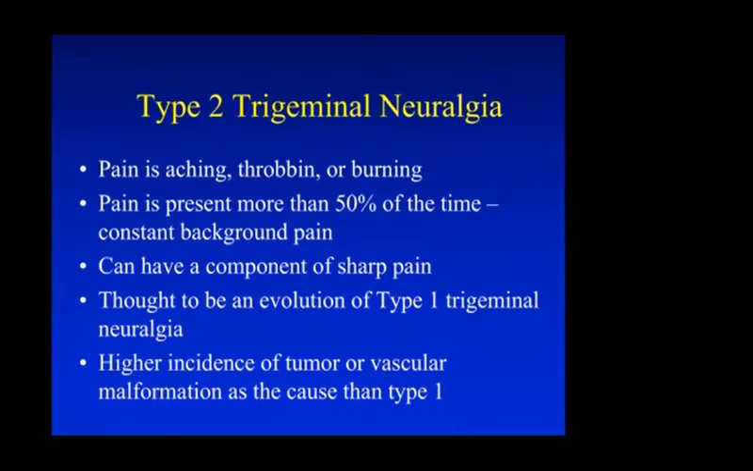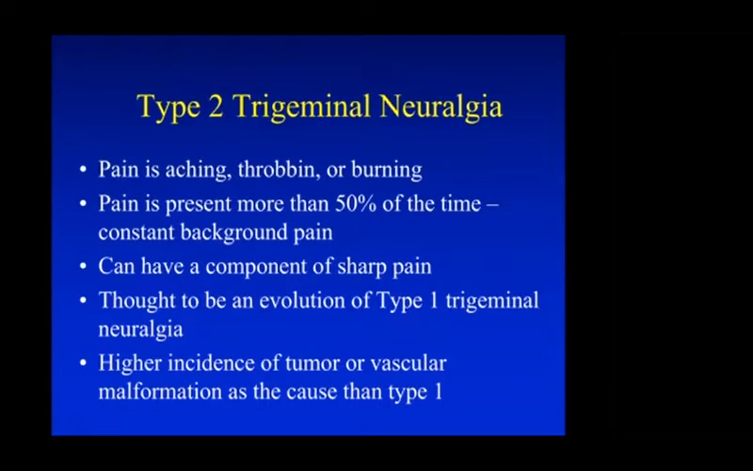Okay, so that was type 1 trigeminal neuralgia. So let's talk about type 2 trigeminal neuralgia. This is the second type of the 7 facial pain types that I'm going to talk about today. If you remember from type 1 trigeminal neuralgia, that is sharp electrical shock-like pain that comes and goes. In type 2 trigeminal neuralgia, the pain tends to be a little bit different in nature. It's aching, it's burning, it tends to be present more often than not.